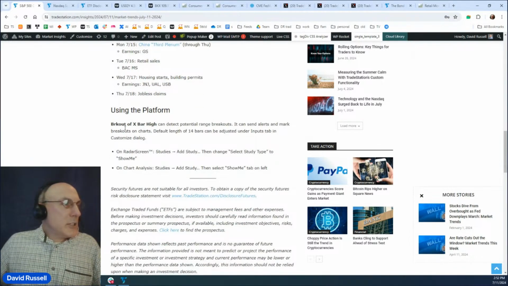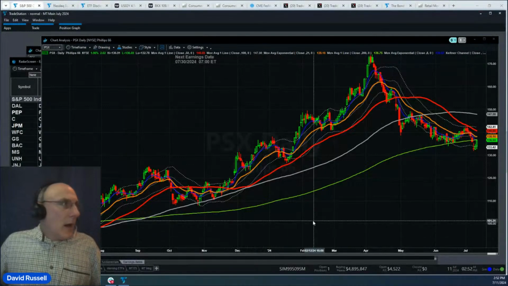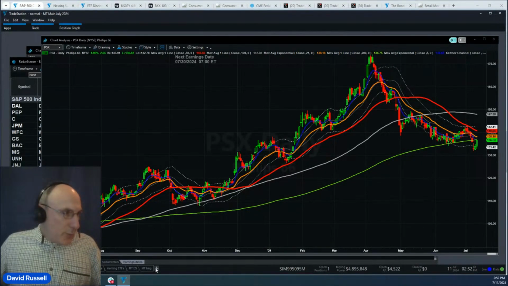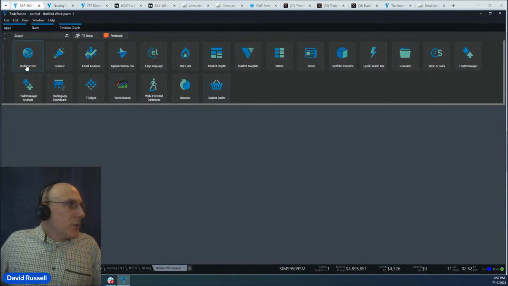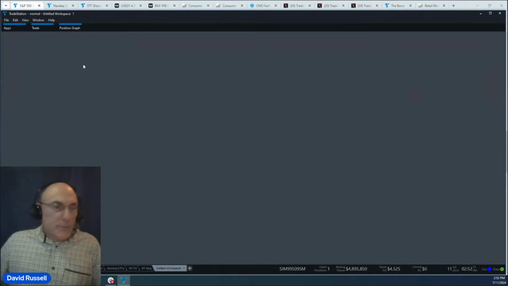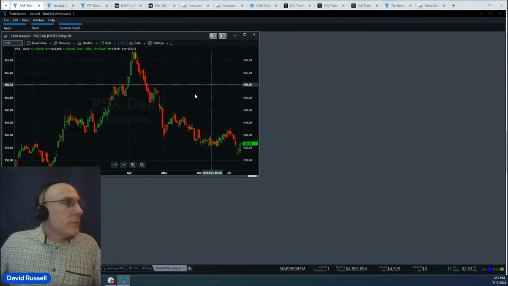Okay, now let's look at this thing called breakout of X bar high. I'm going to end with this. This is kind of useful. Actually, I'm going to open up a new workspace really quick. Now I'm going to go quickly to chart analysis, and I'll pull up a radar screen as well. Do a quick radar screen. All right.